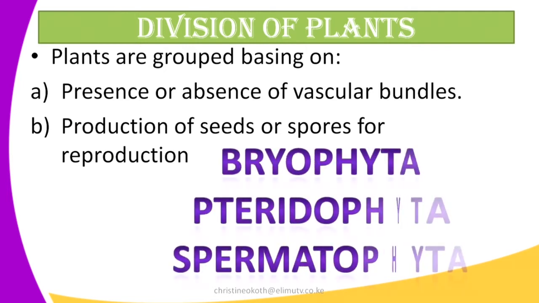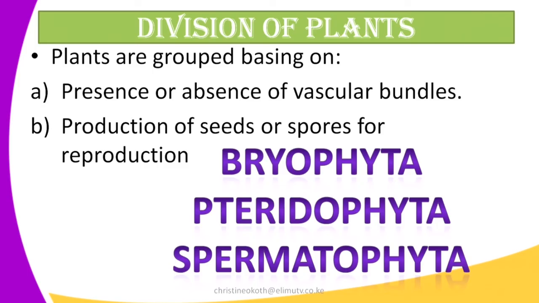So we have the three divisions of plants. The first one is BRYOPHYTA, we have PTERIDOPHYTA, and lastly we have SPERMATOPHYTA. Today in our lesson we are going to exclusively discuss BRYOPHYTA.